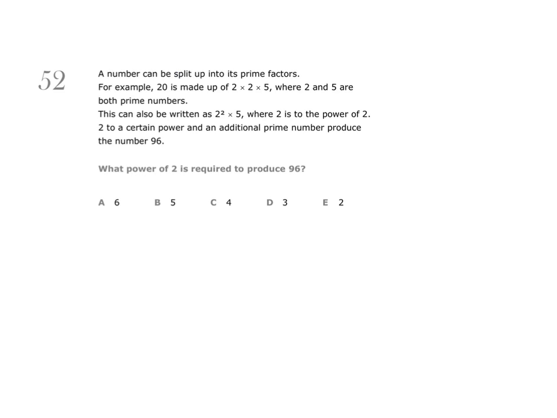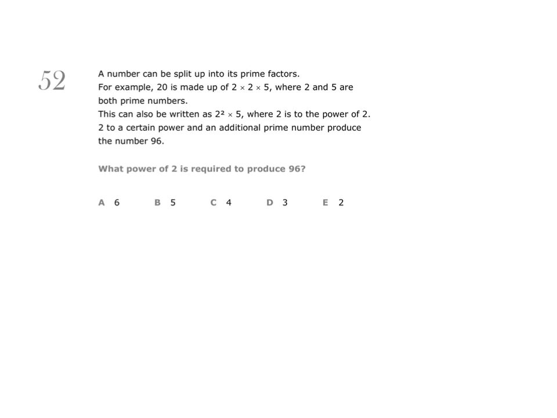52. A number can be split up into its prime factors. For example, 20 is made up of 2 times 2 times 5, where 2 and 5 are both prime numbers. This can also be written as 2 to the power of 2 times 5, where 2 is to the power of 2. 2 to a certain power and an additional prime number produce the number 96.